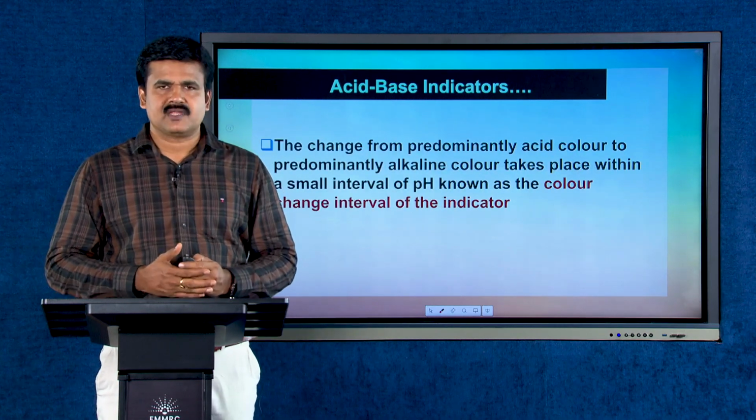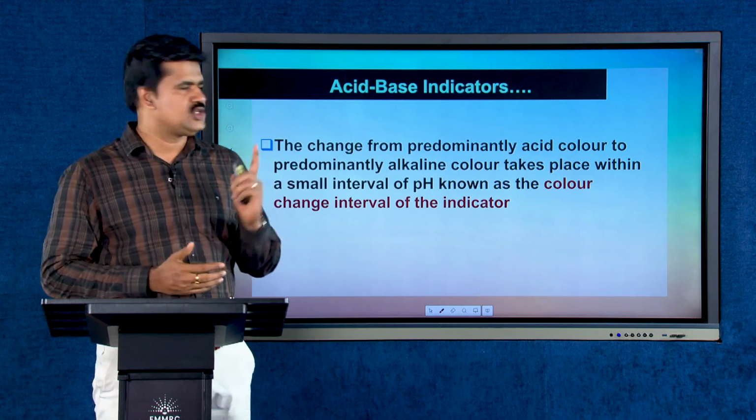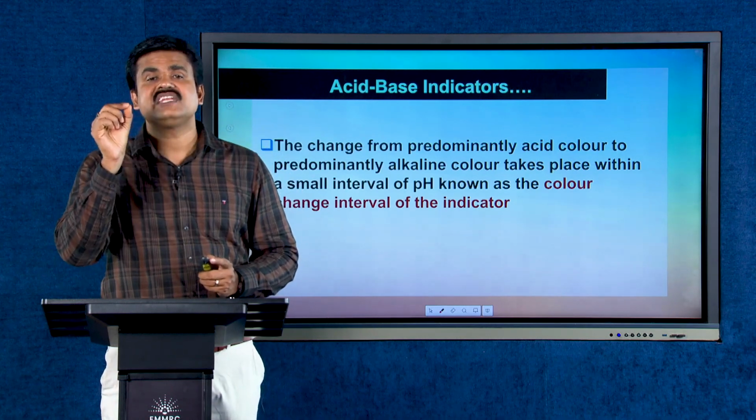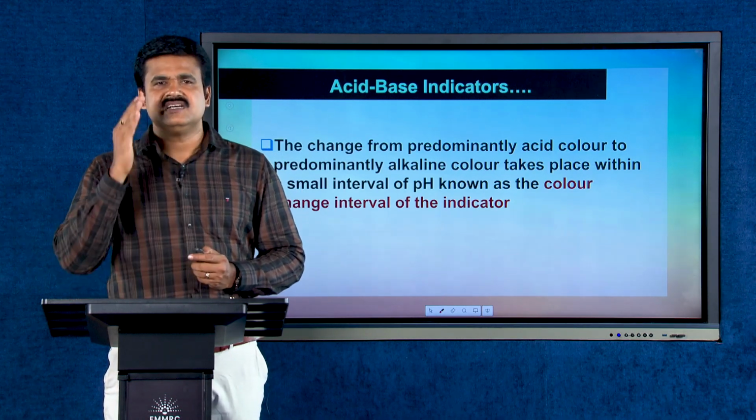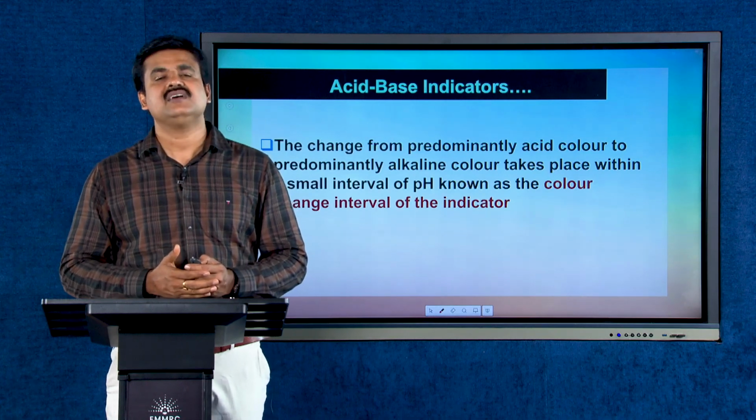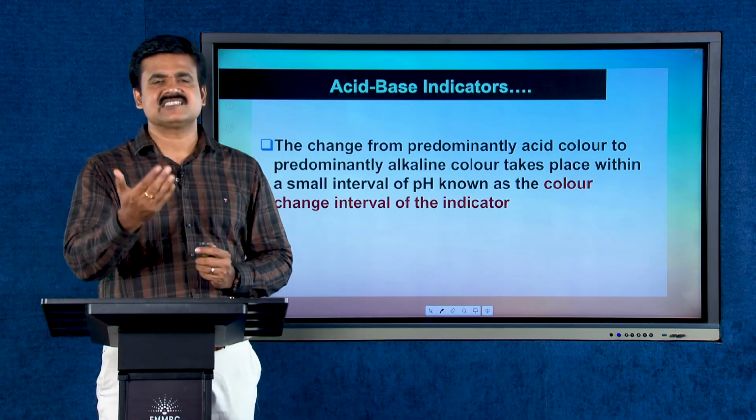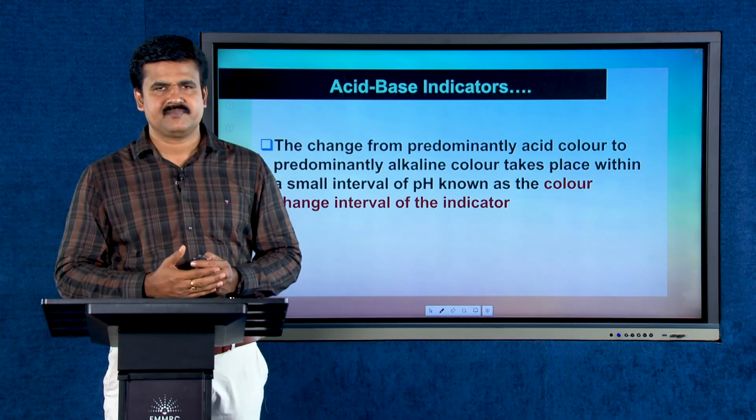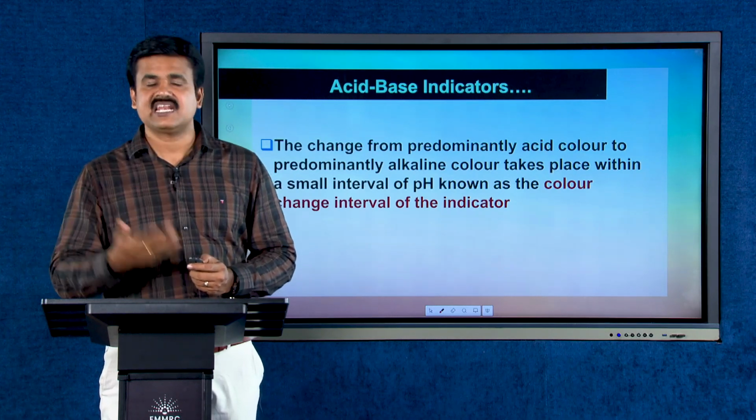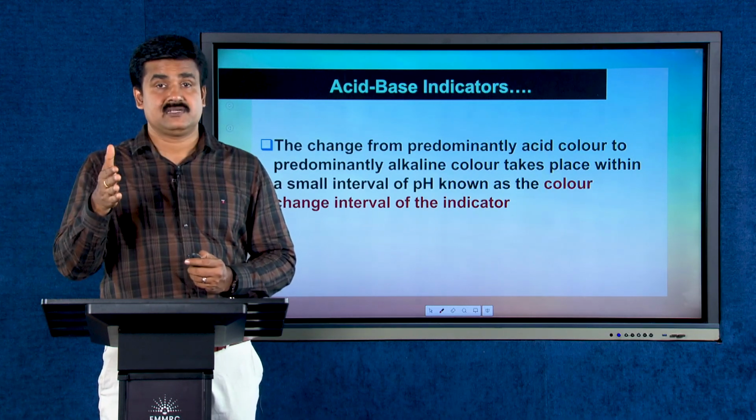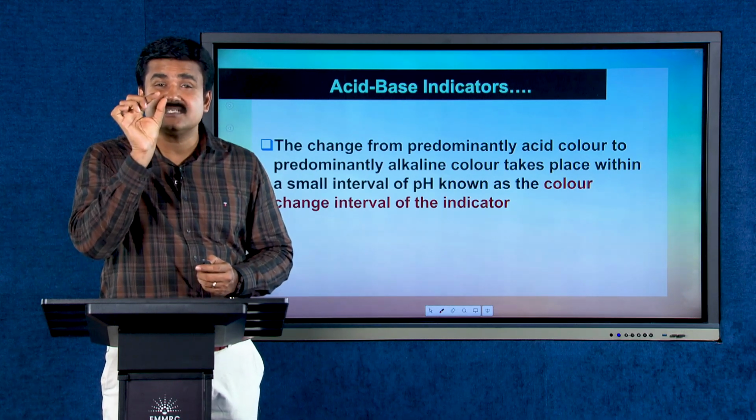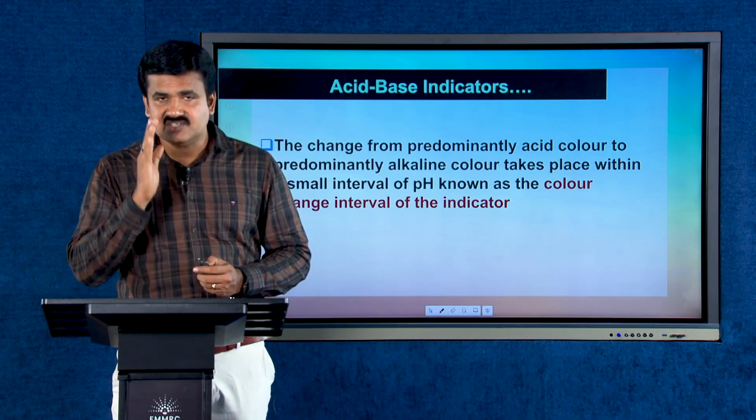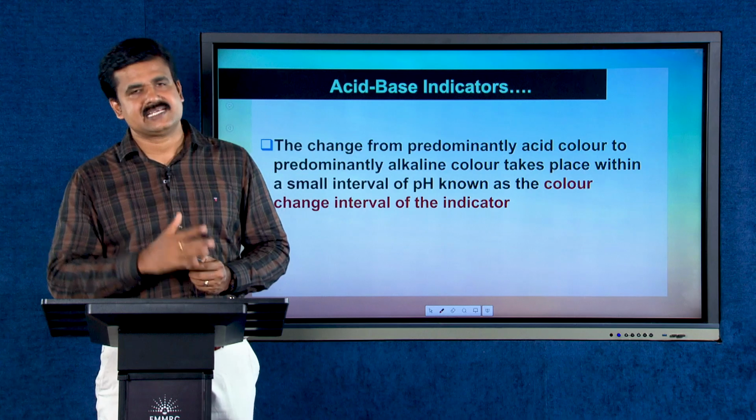The change from predominantly acid color to predominantly alkaline color takes place within a small interval of pH known as the color change interval of the indicator. Suppose you are having an acid-base indicator X which is having blue color in a particular acid medium and a red color in some other alkaline medium. This color change from blue to red occurs within a very small pH range and that range is known as the color change interval of that indicator X.